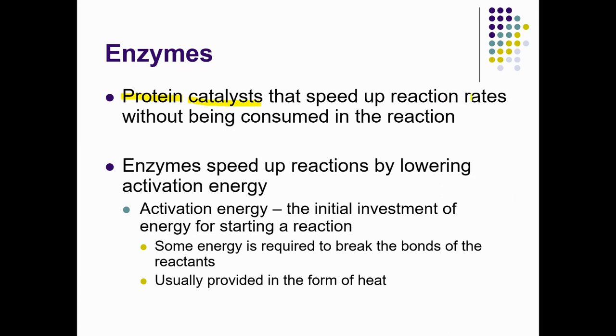Now, what follows is the definition of a catalyst. A catalyst is anything that speeds up a chemical reaction by lowering activation energy. So catalysts are molecules that speed up chemical reactions. Protein catalysts are the main ones. Normally, if you're talking about a catalyst, you're talking about enzymes. But there are some other molecules, some RNA molecules, that can act as catalysts. So catalyst is a more general term, and enzyme is a specific type of catalyst. It's a catalyst that's a protein.